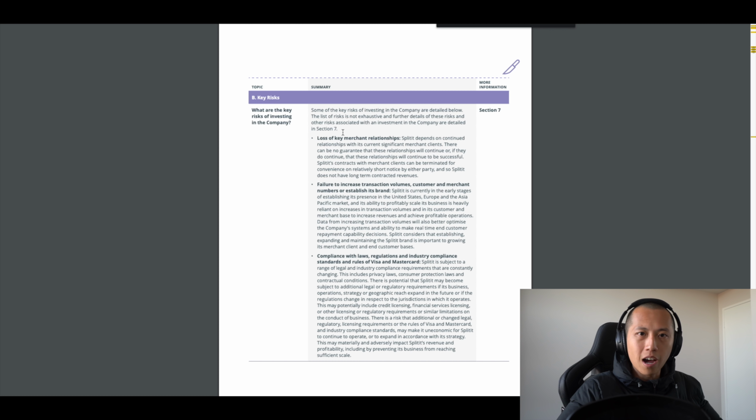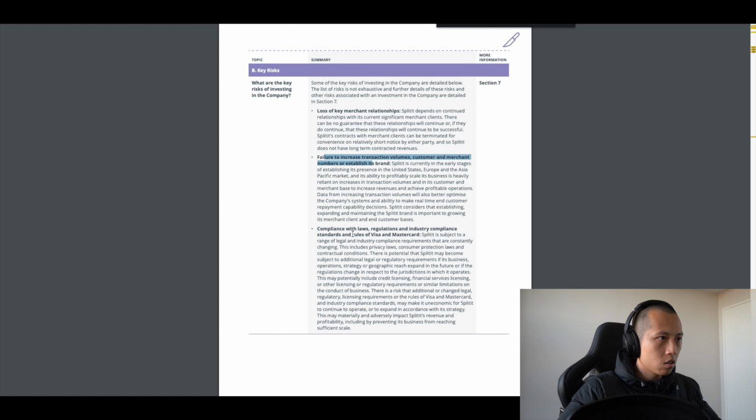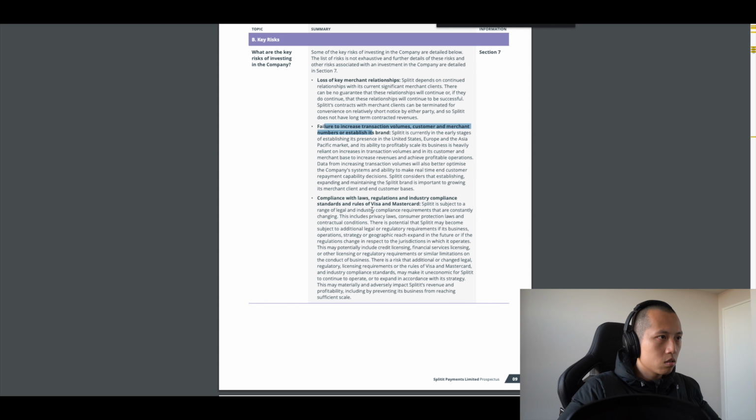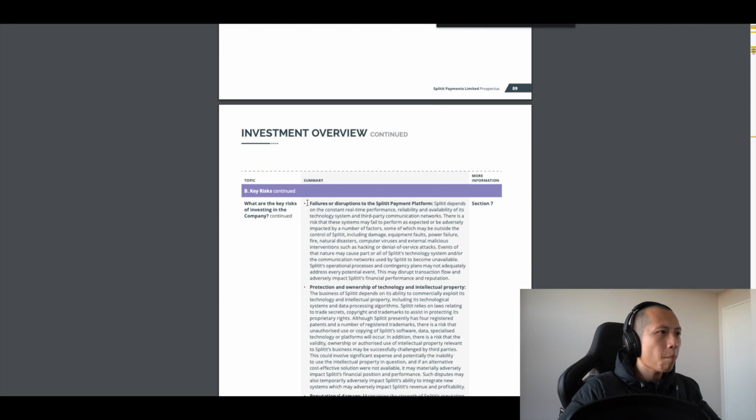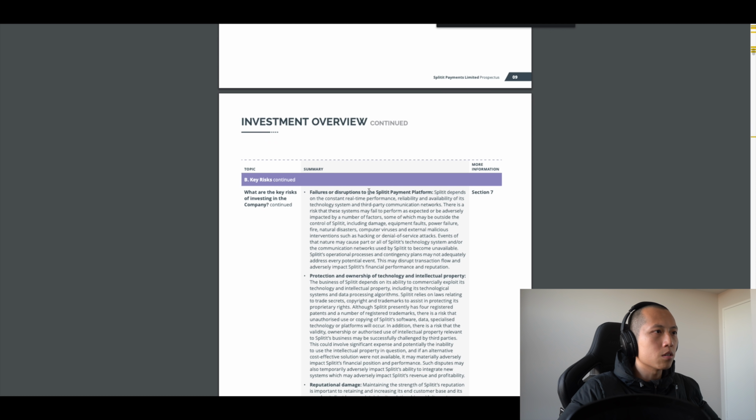I have no proof of that, but I think it makes sense here, just because the revenue numbers from SPLITIT are tied towards merchants and merchant sales volume. So I can understand why that's such a big deal and big risk as well. So that's number one. And that's obvious as well. And that's probably tied towards merchants, of course. Laws. There's always compliance laws with fintech. Failure or disruption to the... oh, okay.